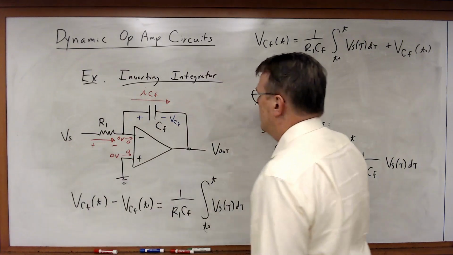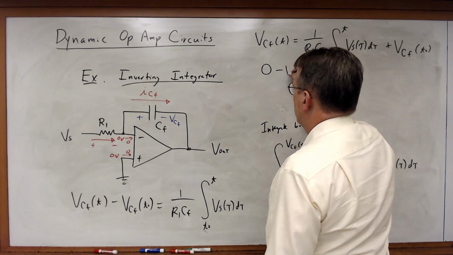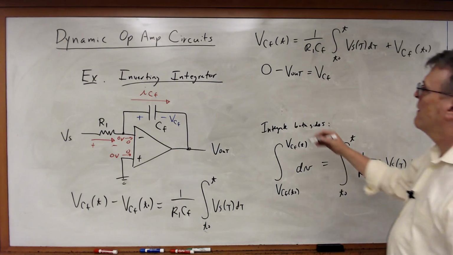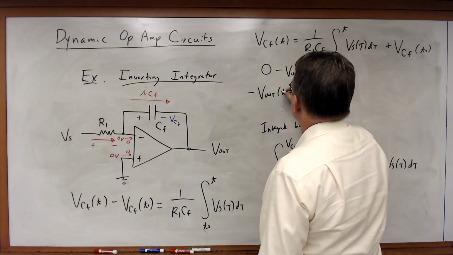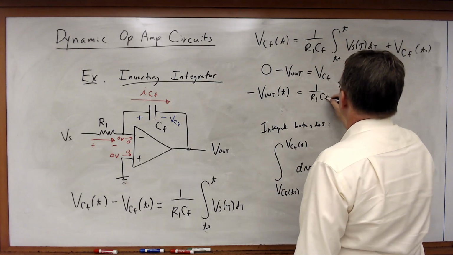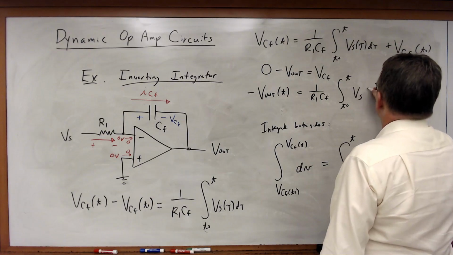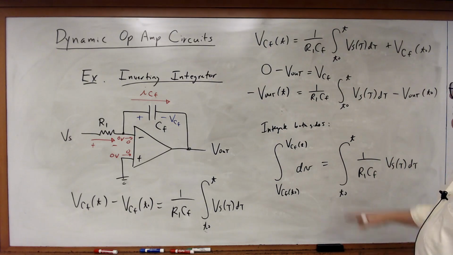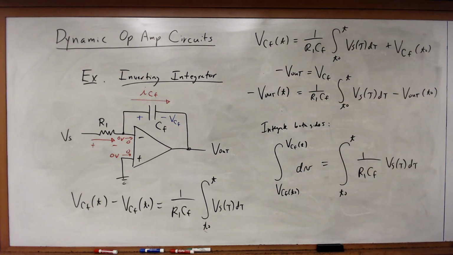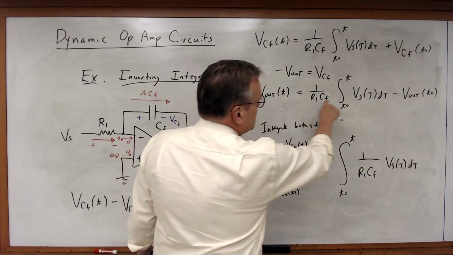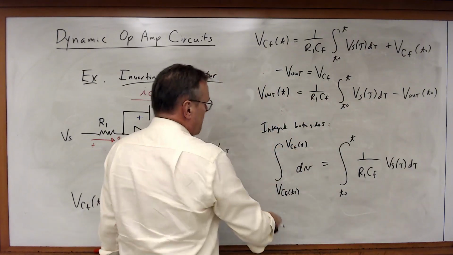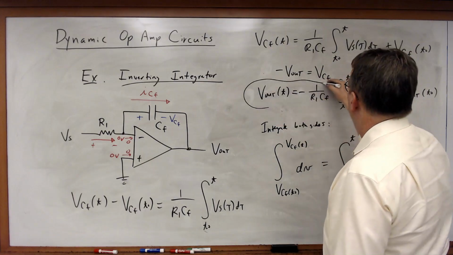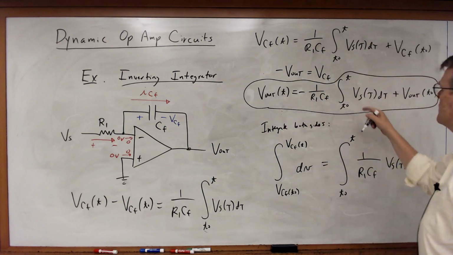What we see is that 0 minus Vout must be equal to V_Cf. So therefore, minus Vout(t) must be equal to 1 over R1 Cf times the integral from t0 to t of Vs(tau) d tau minus Vout(t0). So this is just equal to minus Vout. I substitute, and now I can take this and multiply this entire expression by minus 1. That becomes positive. This becomes negative. This becomes positive. And here is my equation for Vout in terms of Vs.